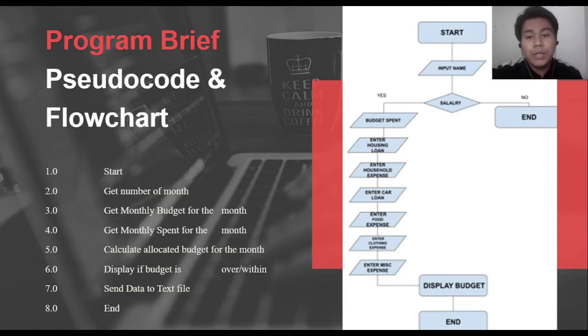So for the flowchart, we will start with input name, and from the salary, we can choose yes or no. If no, it will go to end, and if yes, we will continue to budget spend, which consists of housing loan, household expense, car loan, food expense, and also clothing expense and other expenses that we need. And then it will display the budget that we entered before. It will calculate the allocated budget for the month, and it will display whether it is over the budget, and then end program.